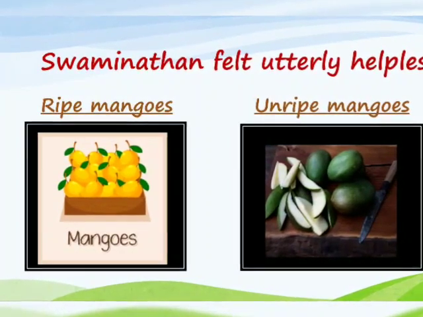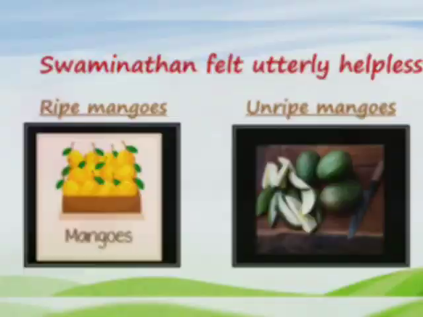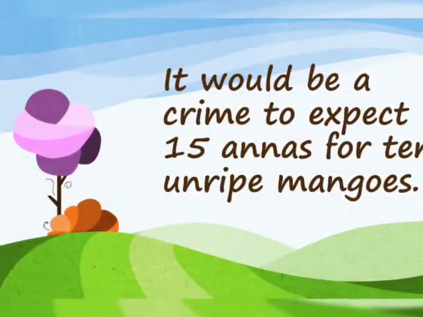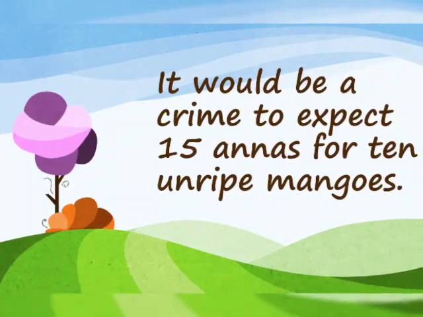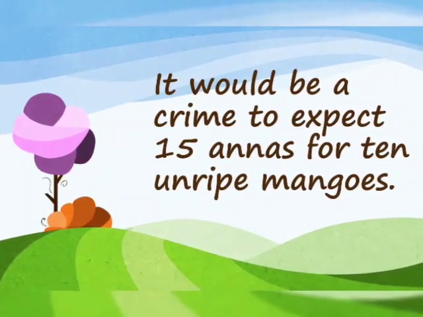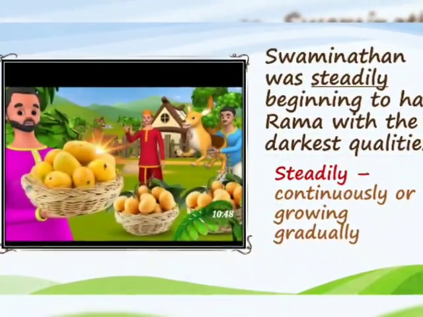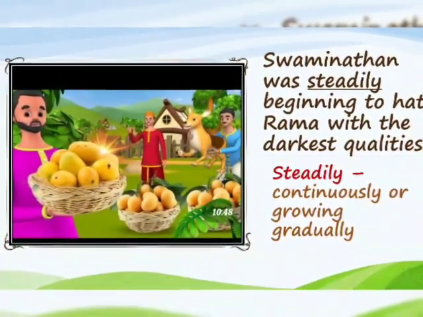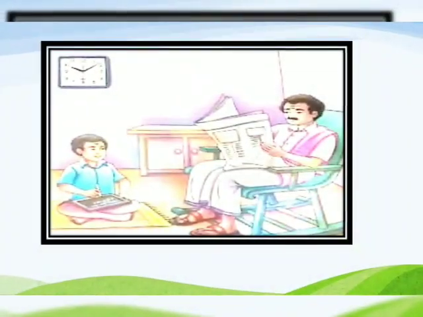Swami felt strongly that the answer to this question contained the key to his whole problem, and it would be a crime to expect 15 annas for 10 unripe mangoes. And thus, Swaminathan was steadily beginning to hate Rama with the darkest qualities. And at last, he pushed away the slate and said, "Father, I cannot do the sum."